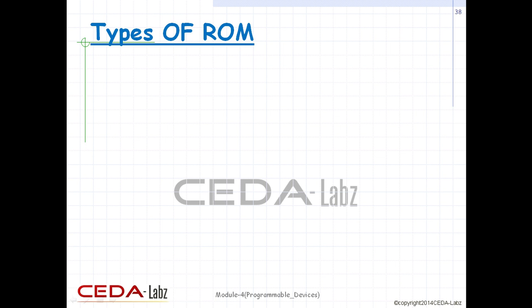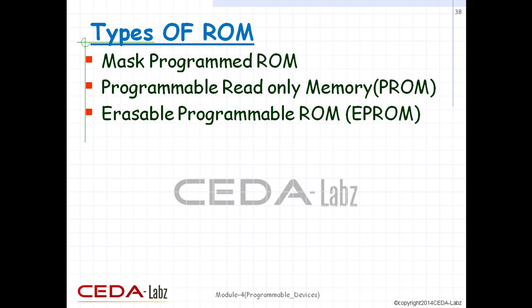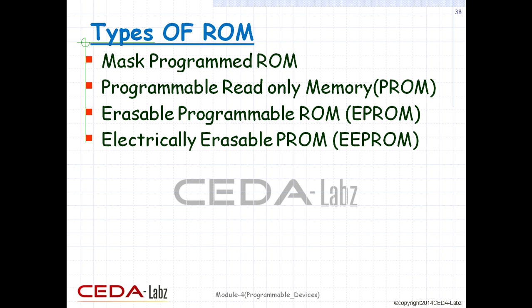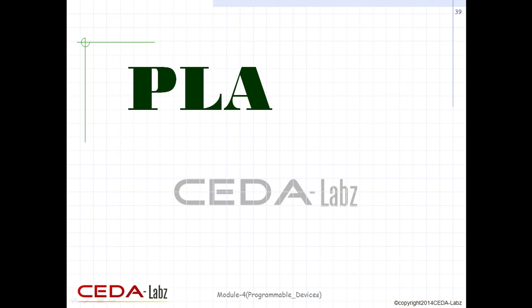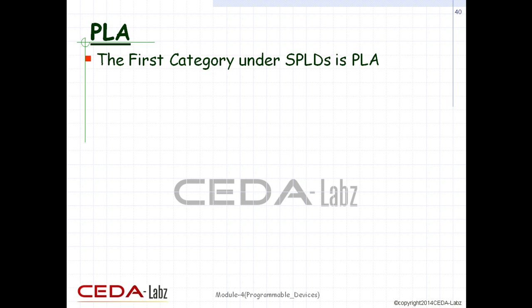There are 4 types of ROM: mask-programmed ROM, programmable read-only memory, that is, PROM, erasable programmable ROM, that is, EPROM, and electrically erasable PROM, that is, EEPROM. The next type of programmable IC we are going to discuss is PLA. The first category that comes under SPLDs is PLA.